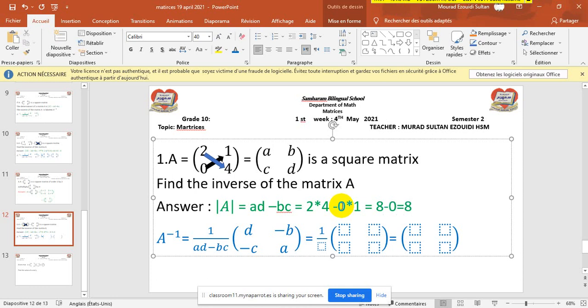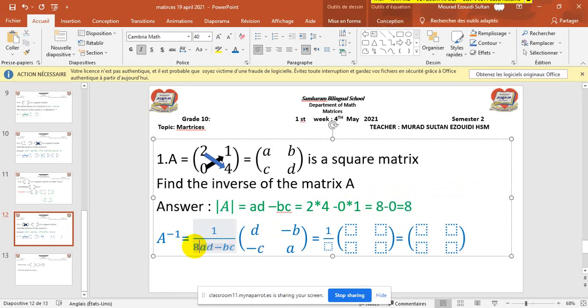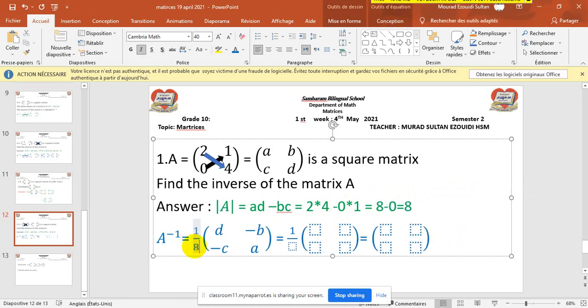Clear? Now this one I will put it here. It will be 1 divided by 8. Then I will erase all of this, because the determinant AD minus BC is written here. Instead of writing AD minus BC, I will write 8. Then D, here D is 4, I will write here 4. Oh, sorry. I will go back. Sorry.